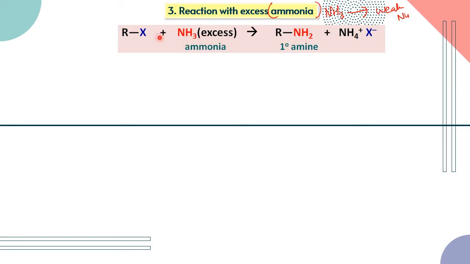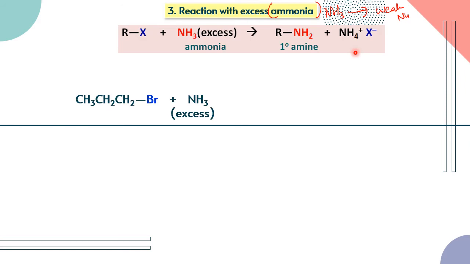So we are going to substitute the halogen with the ammonia over here. But if you look over here, to substitute the alkyl group onto the nitrogen, you need to remove one hydrogen. So the product that you will get is the primary amine, and then we will get a salt as well: NH4X, a salt over here.